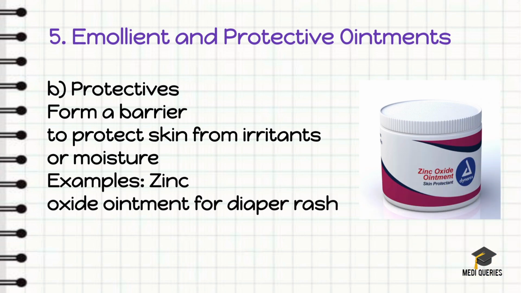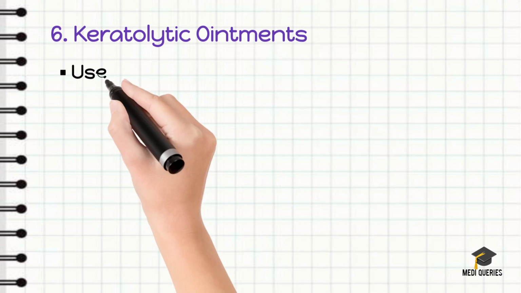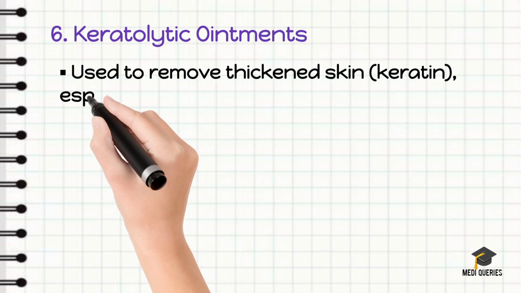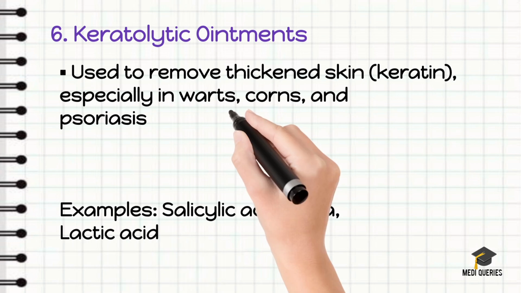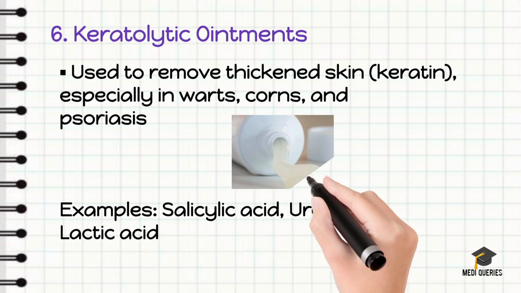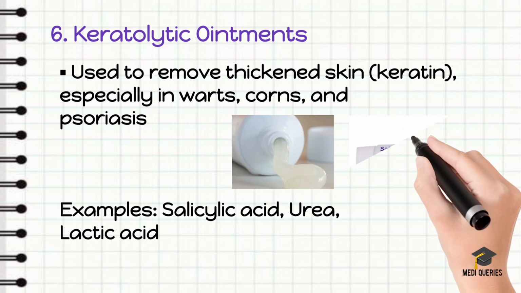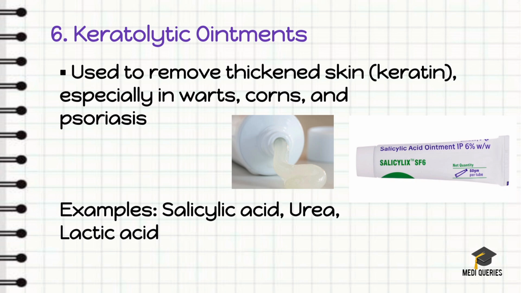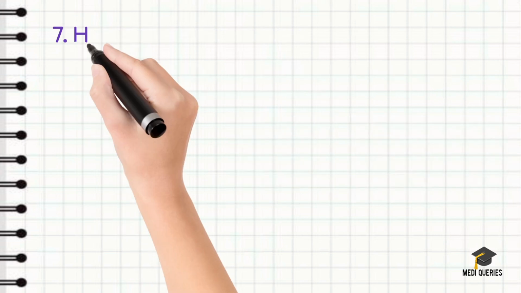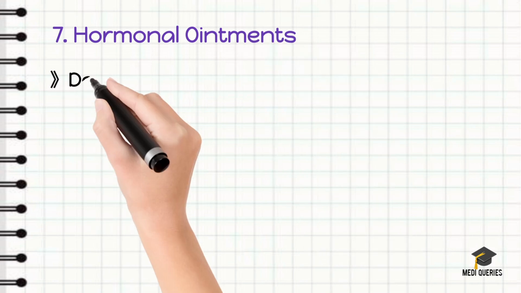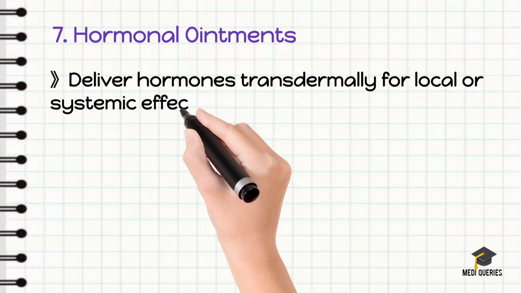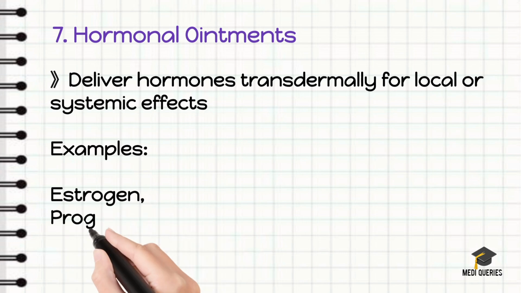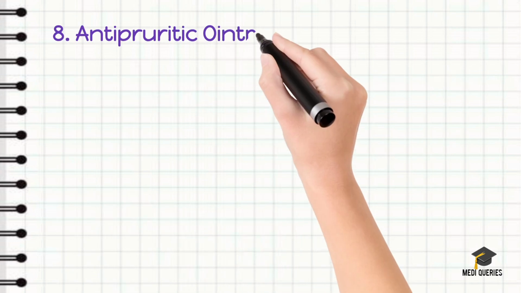And next type of ointment is keratolytic ointments. They are mainly used to remove thickened skin, that is keratin, especially in warts, corns and psoriasis. Examples: salicylic acid, urea and lactic acid. And next one is the hormonal ointments. They mainly deliver hormones transdermally for local or systemic effects. Examples: estrogen, progesterone, testosterone, like that.